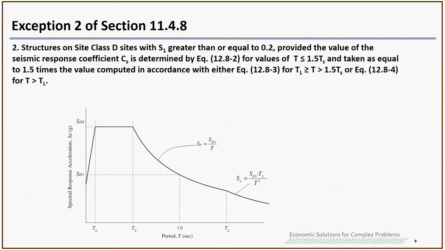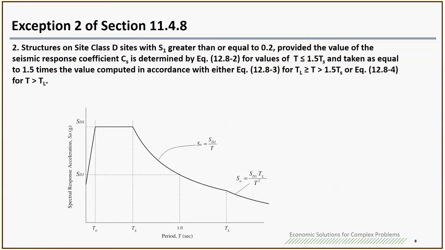So this slide is talking about exception 2, which is a little bit complicated. So first it says you have site class D and you have S1 greater than or equal to 0.2.